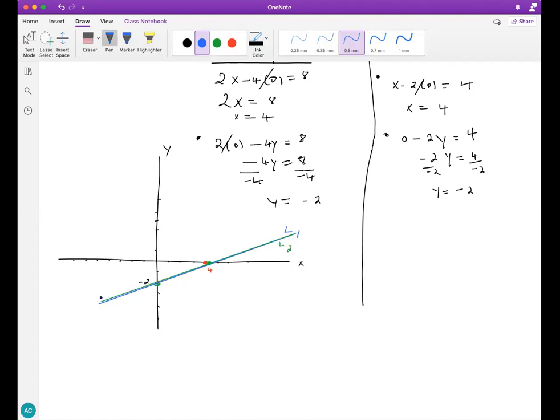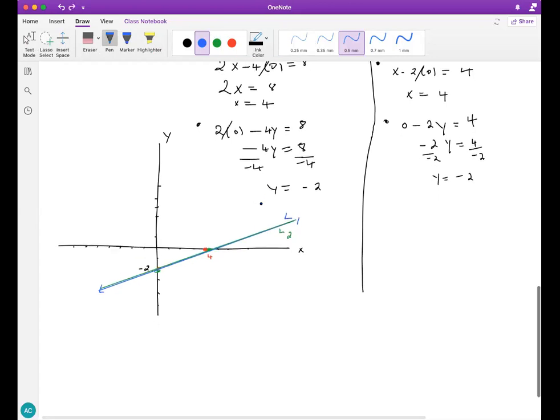And again, these lines extend infinitely in both directions. So we have so many points. All these points, a line basically is an infinite number of points. So we have many solutions.